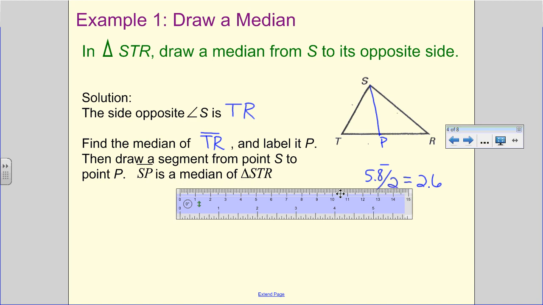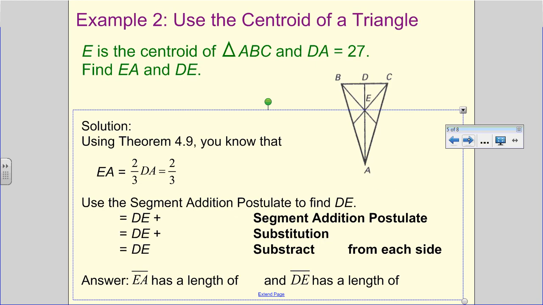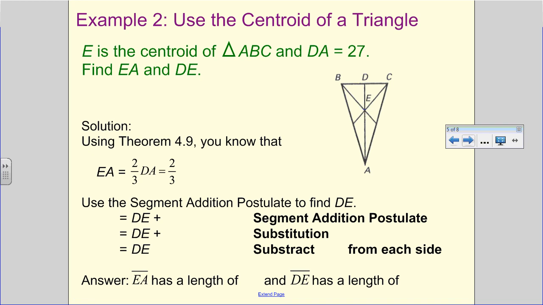All right, so now how are we going to use these centroids? We're going to take a look at what that helps us find. We know that E is the centroid of triangle ABC, and what they tell us is that DA, from D to A, this whole length, is 27. They want me to find EA in red, and they want me to find DE. I'm going to label that in green.